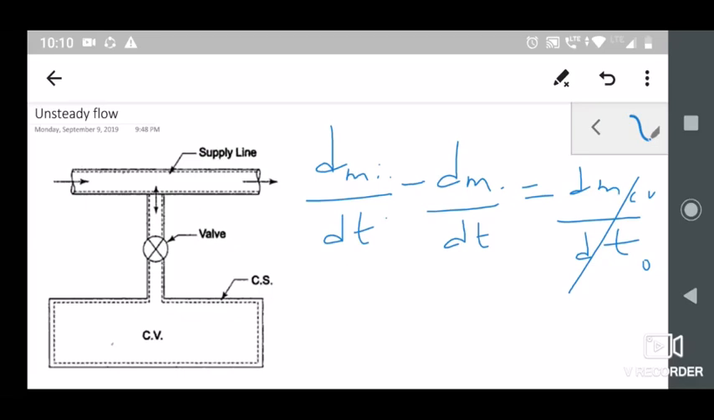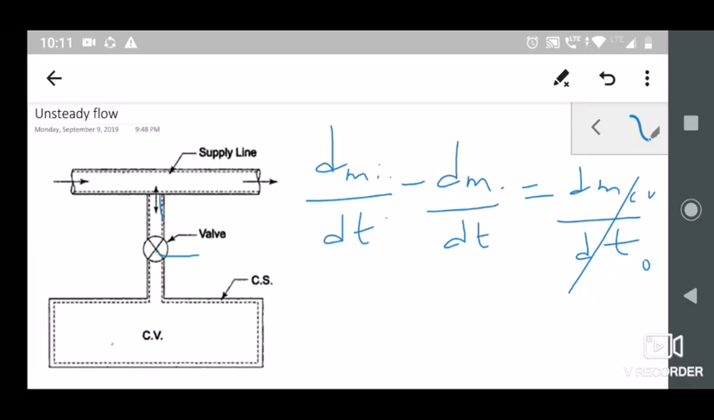The case which I have assumed is a flow line, where we have the supply line over here at the top. You can observe the figure given over here, and there is a valve in between, and at the bottom there is a control volume, with a control surface over here. When this valve is opened, the flow comes in and gets accumulated in this control volume.